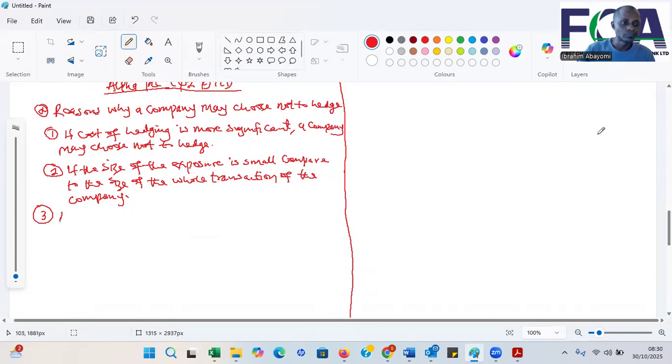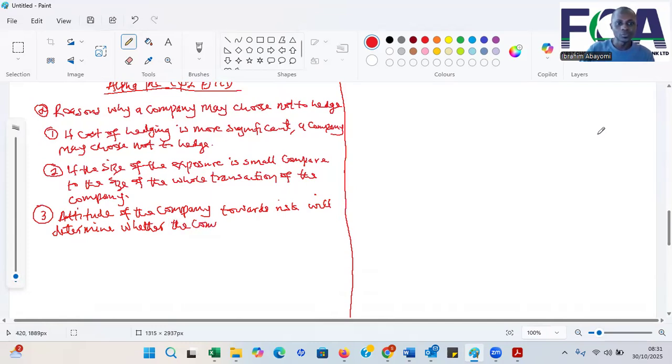The attitude of the company towards risk will determine whether the company will hedge or not.